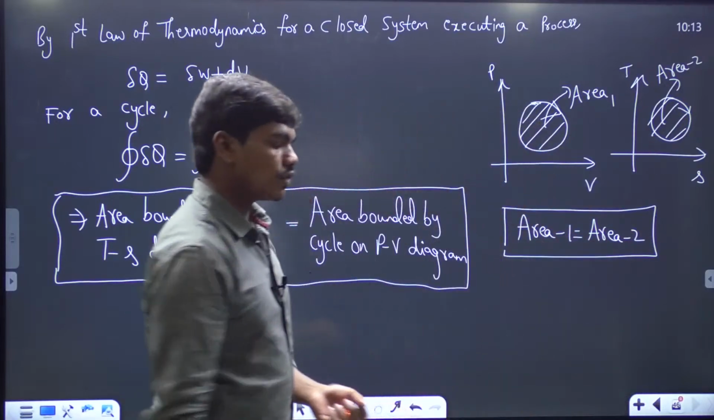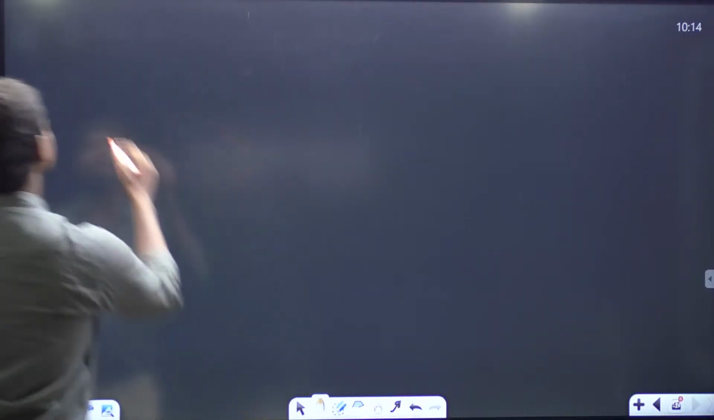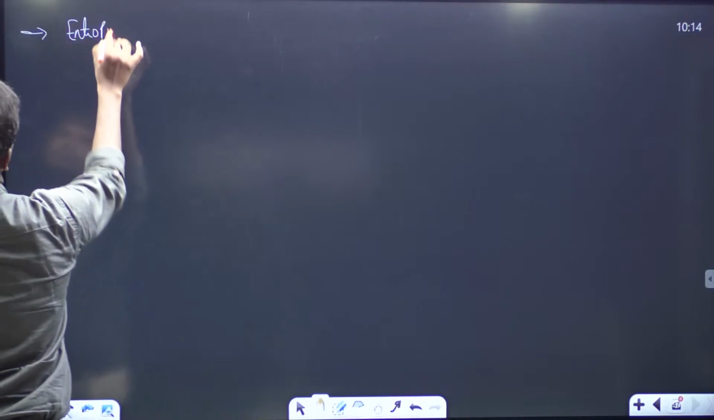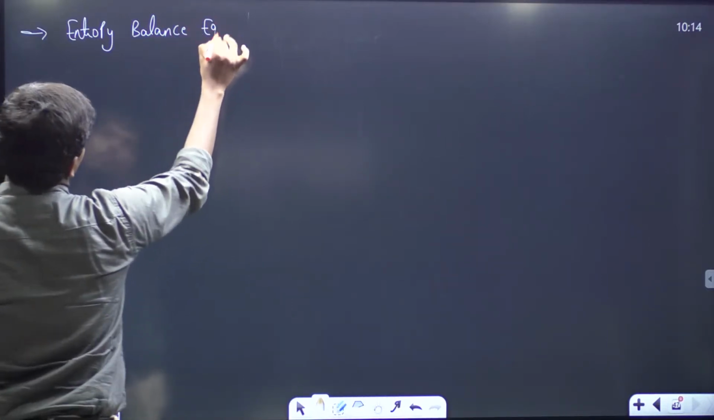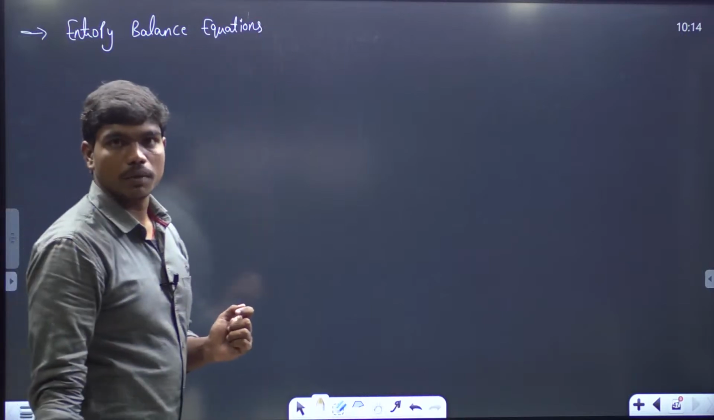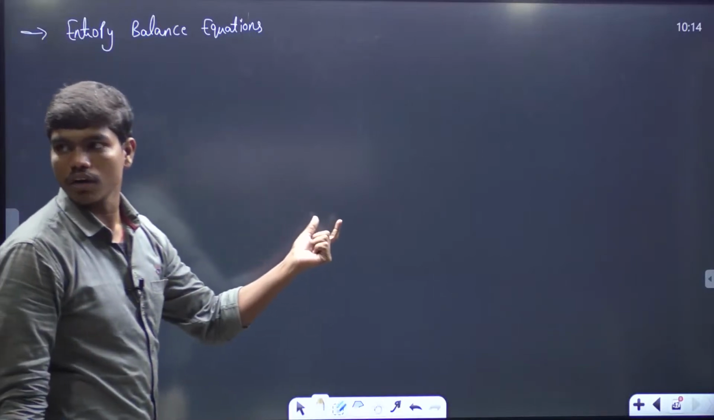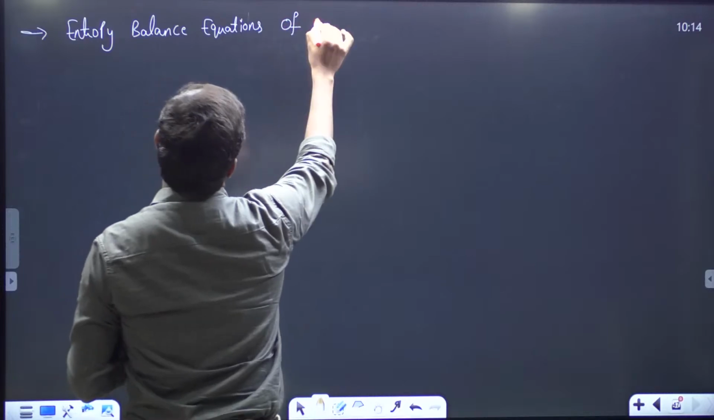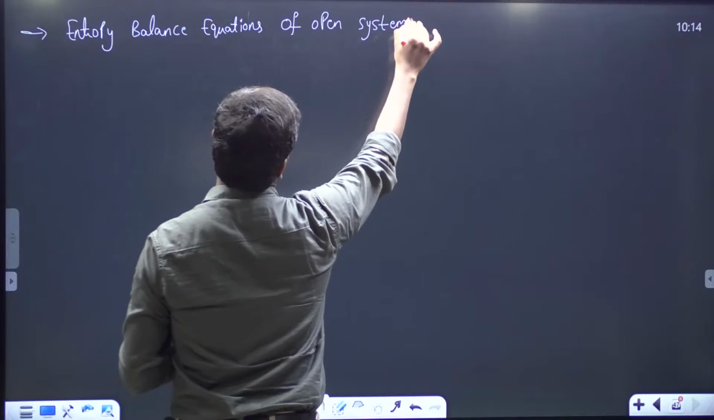Okay, so before going for exergy, I want to discuss one more topic with you: the entropy balance equation for open systems. I'm not sure whether I'll teach you applied thermodynamics or not, but if someone teaches you, you'll be acquiring these things about entropy, so I'm teaching you this. Entropy balance equations of open systems means basically where mass interaction is also allowed.